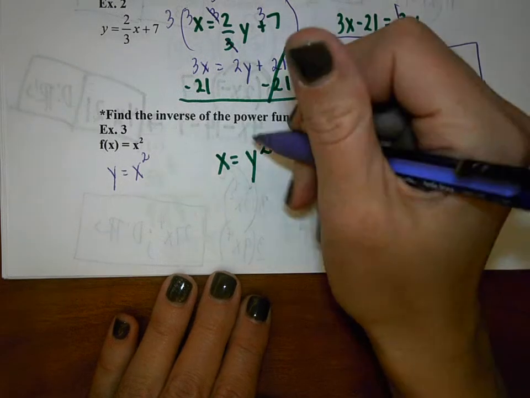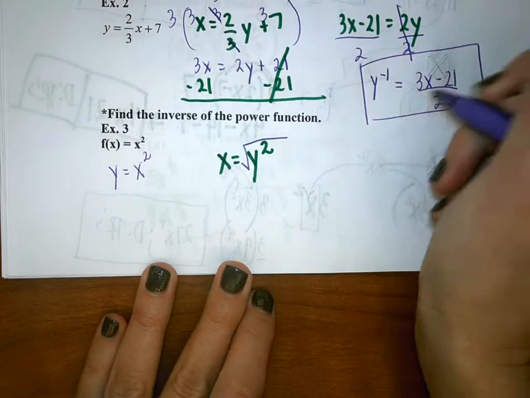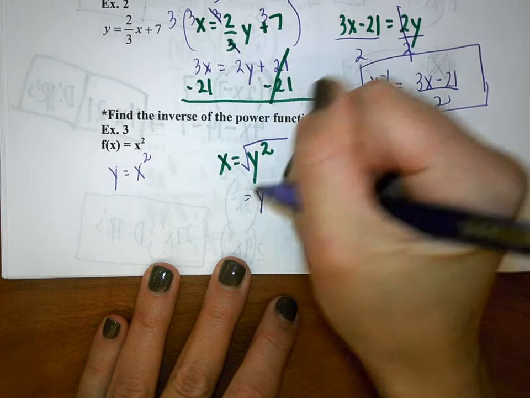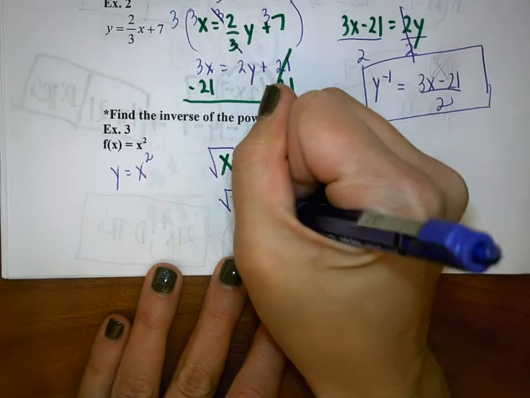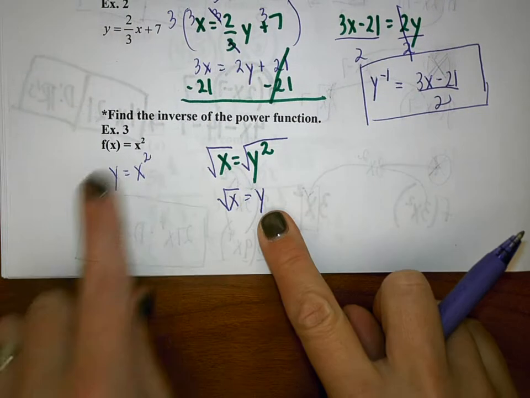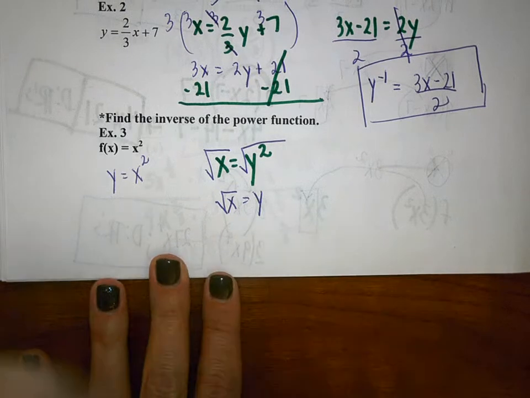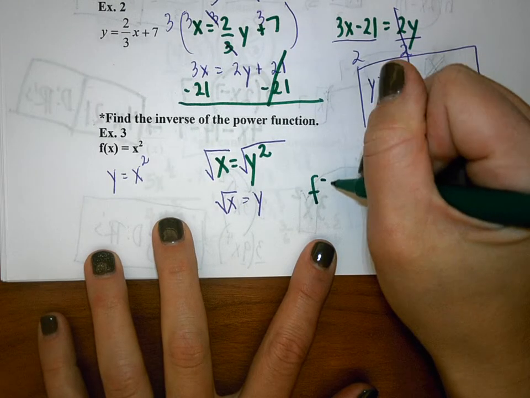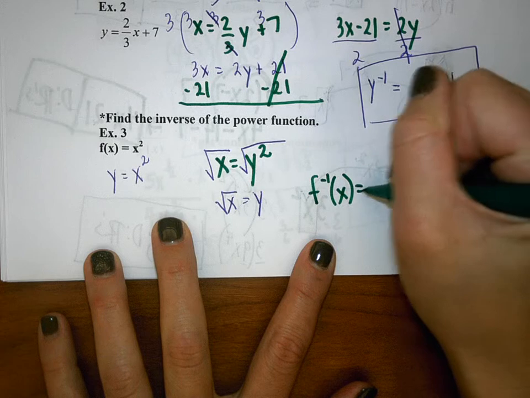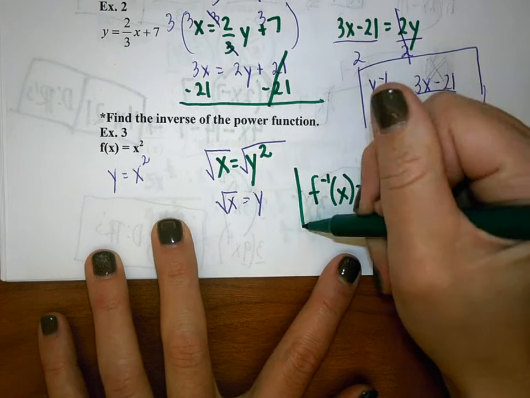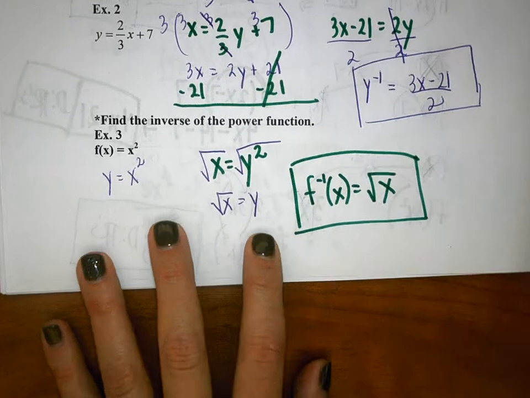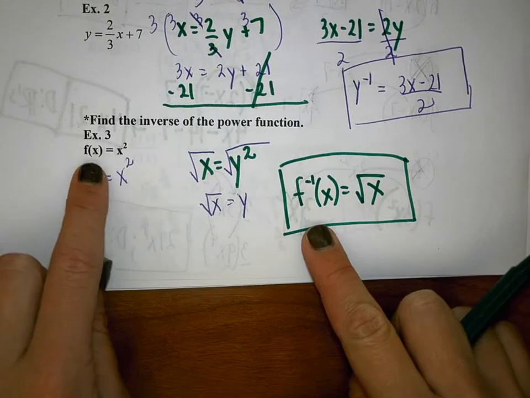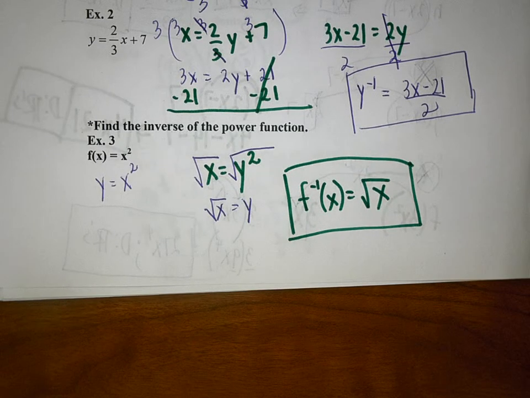Hopefully you said take the square root, because if I take the square root of y squared, I just get y. And whatever I do to one side, I have to do to the other side. So this will be the square root of x over here. Now, my original equation was f of x. So when I write my answer, I write f to the negative 1 of x equals the square root of x. And that's your answer. If you wrote y to the negative 1 equals this, I would not mark it wrong. But it's always best to go back to how it was written originally. Okay, so let's move on.